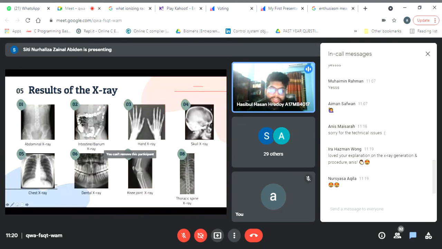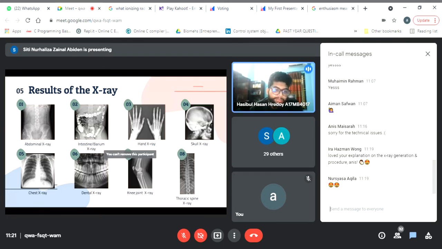The third one is of hand X-ray. So you can see all the bone of the X-ray, that is white, and the other gray area would be fat, skin, etc. So if there is any fracture, it can be easily seen here. The fourth one is the skull X-ray. So all you can see here is the bony part. That's the bone of your skull.